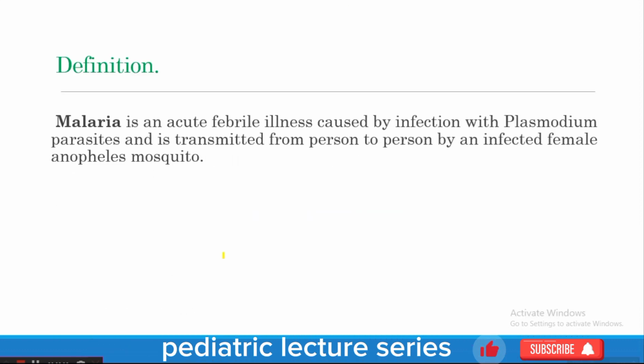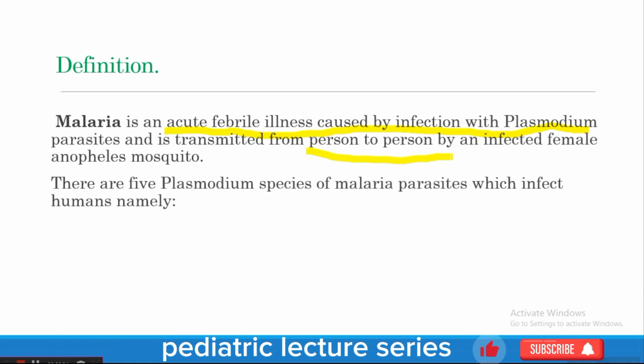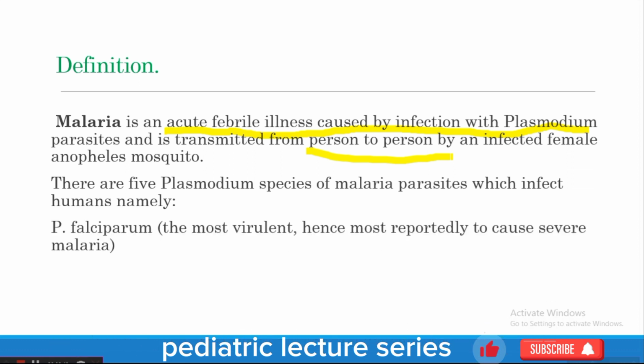So, what is malaria? This is an acute febrile illness caused by infection with Plasmodium parasites and is transmitted from person to person by an infected female Anopheles mosquito. There are 5 Plasmodium species of malaria parasite which infect humans, namely P. falciparum. This is the most virulent, hence reportedly causing severe malaria. And then we have P. ovale, P. vivax, P. malariae, and P. knowlesi.